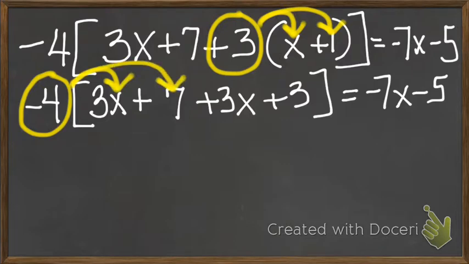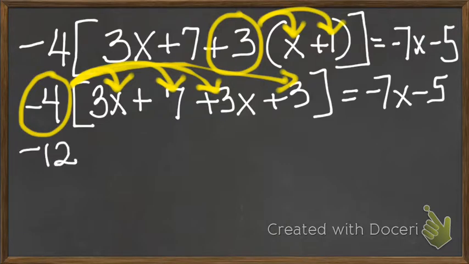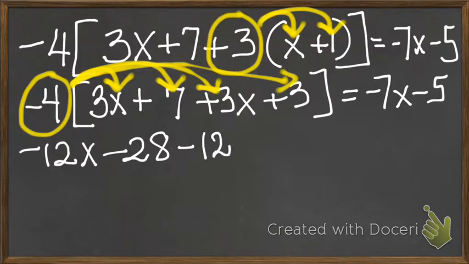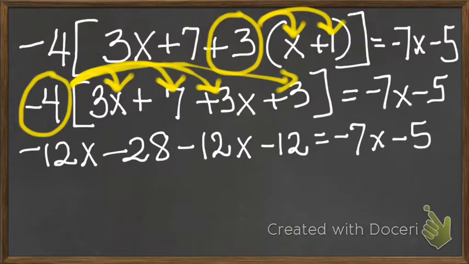There's 4 numbers inside of the brackets. If you have trouble, you're just going to punch these numbers into the calculator. You are allowed to use calculators. -4 times 3x is -12x. -4 times 7 is -28. -4 times 3x is -12x. And -4 times +3 is -12. And that still equals -7x take away 5.